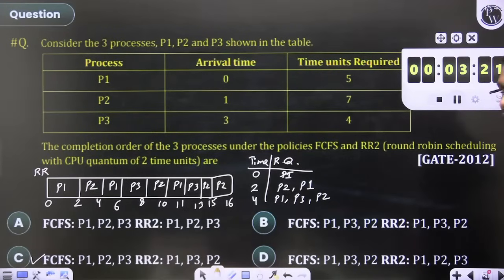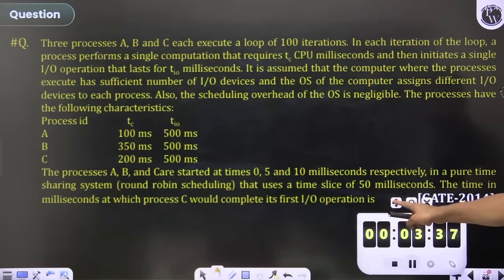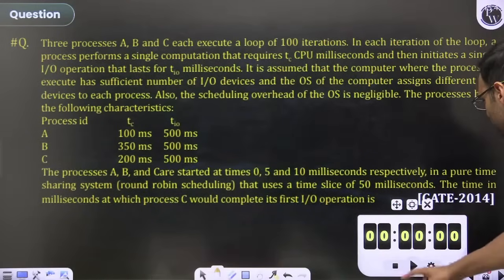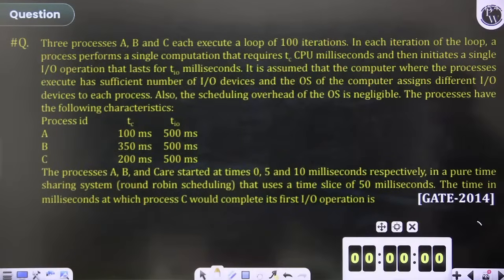Yes, B and C can be directly kicked out, of course you can. But still there is no certainty between option A and C. That's why we have to run round robin at least to have the confirmation. Another question. Very easy question again.